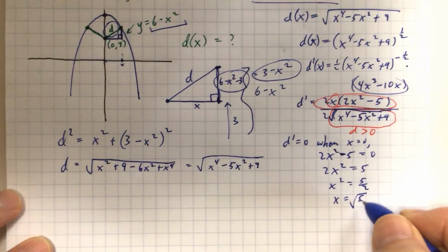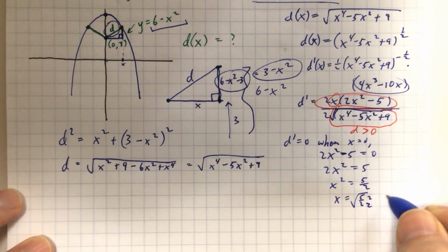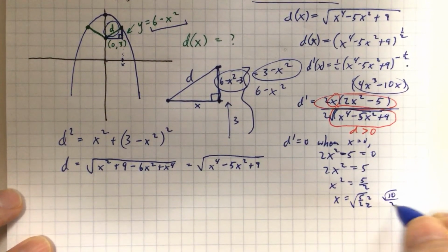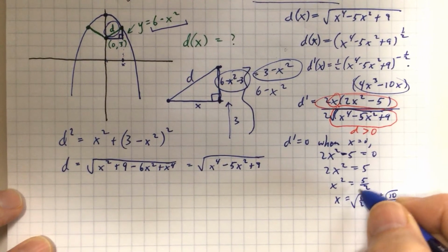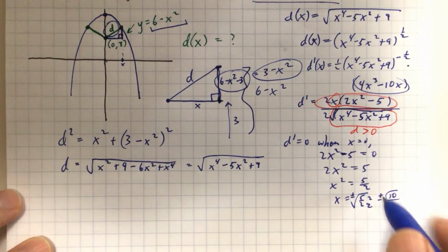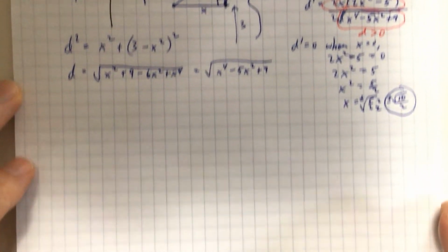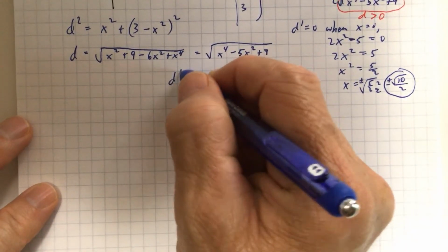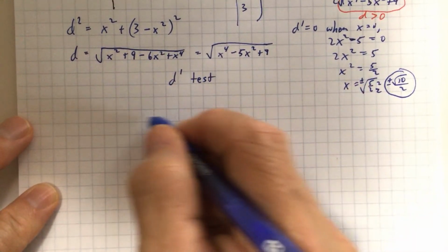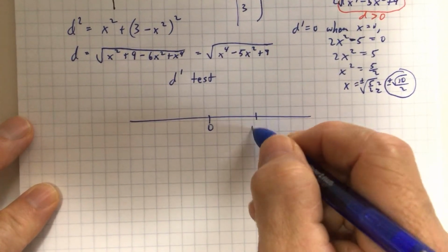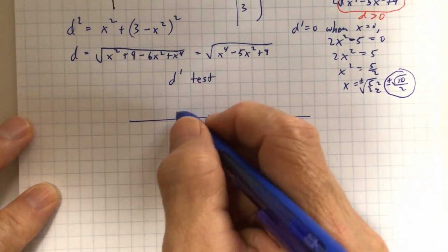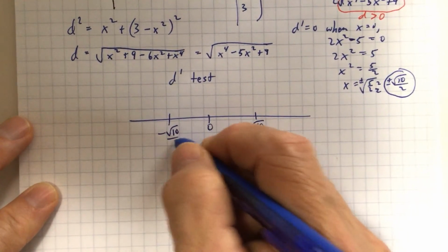Or when x is equal to the square root of 5 halves. And the square root of 5 halves, if we multiply top and bottom by 2, we have the square root of 10 over 2. So plus and minus the square root of 10 over 2. That's going to be our magic number. And when we get that number, we have our d prime test. We have 0, we have positive radical 10 over 2, we have negative radical 10 over 2.